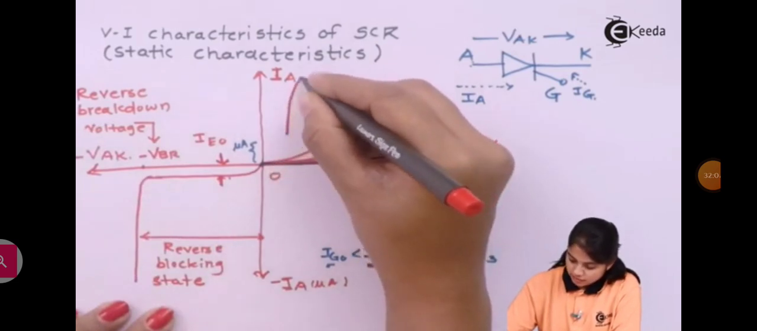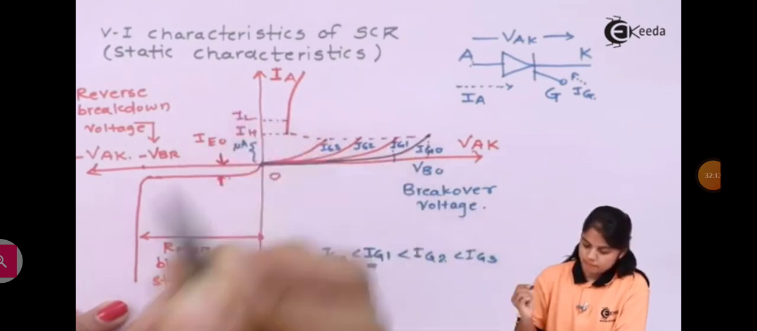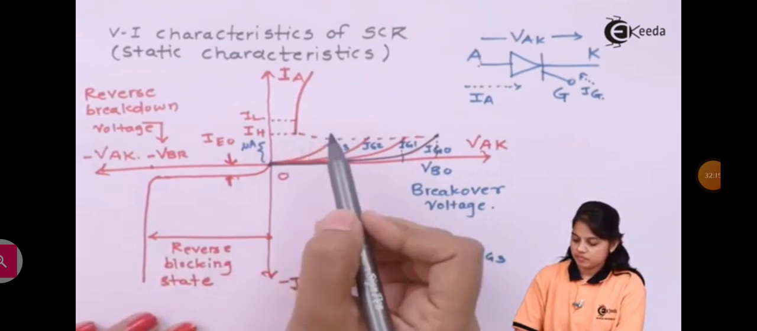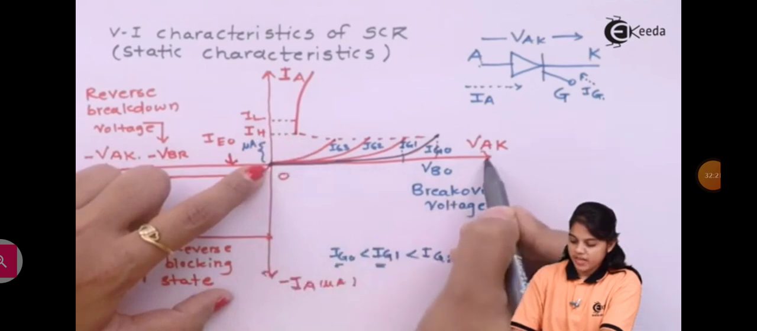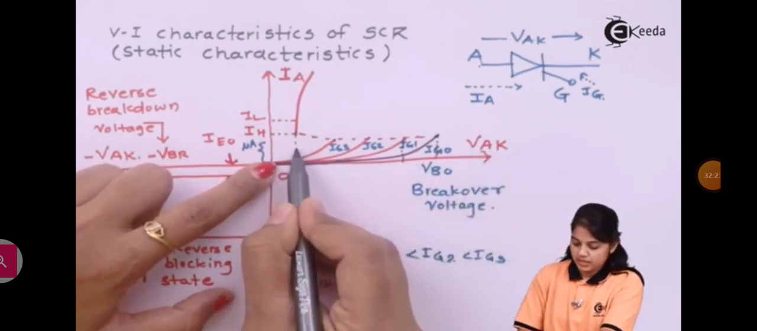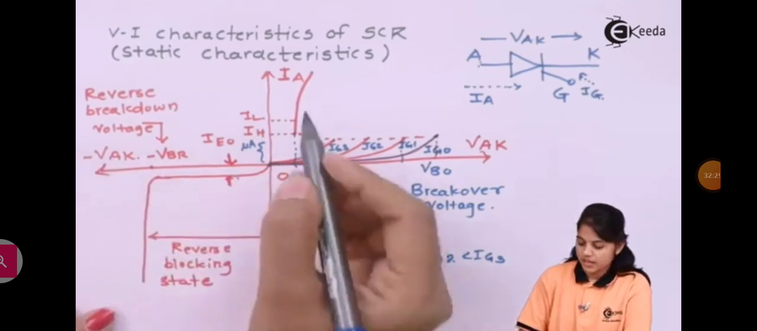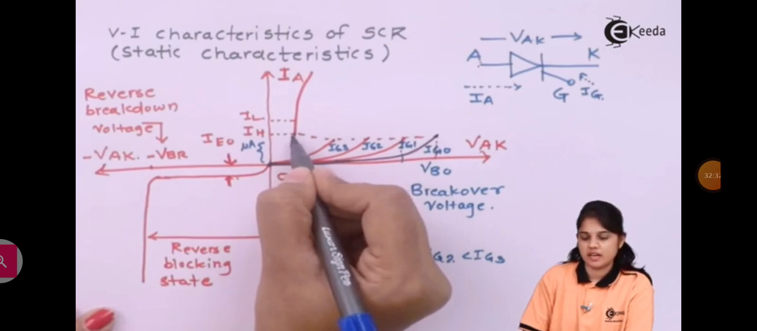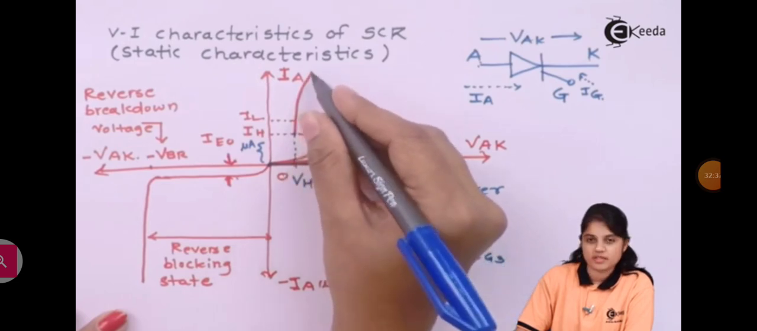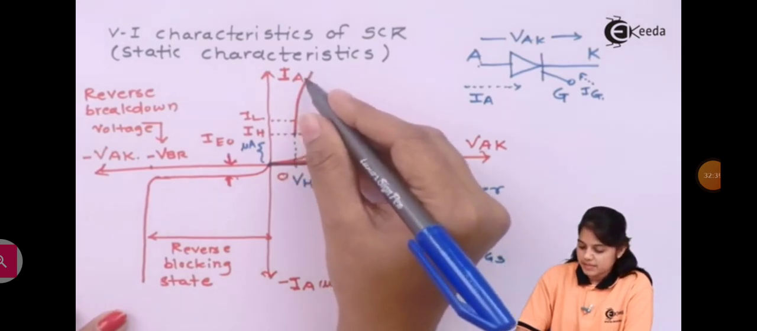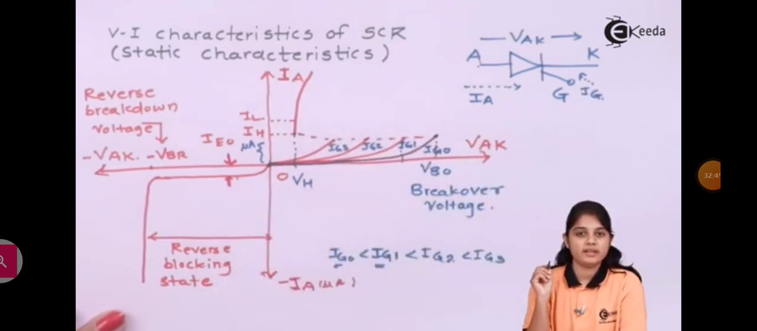Now look at this graph. I have denoted here, if you increase Ig sufficiently, your VAK will reduce to a minimum value, which I will denote as VH. VH stands for holding voltage, and I will get a current which is greater than IH. IH stands for holding current. Here you can see a large amount of current started flowing through the SCR. At the same time, the anode to cathode voltage got reduced because I have provided the gate current.